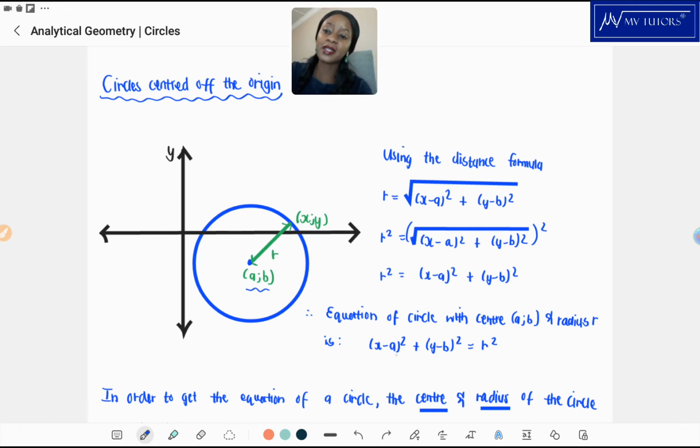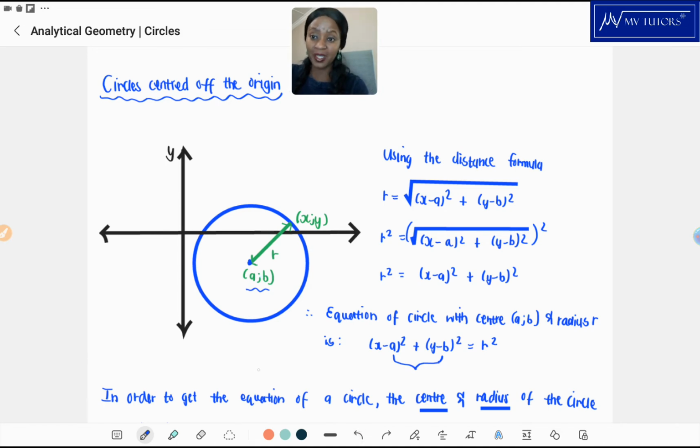If you already know the coordinates of the center, you can substitute them in for A and B. If your center has a negative coordinate, let's say if we looked here, this would be positive A, but that would be negative B because y is negative in the fourth quadrant. So you would actually have y minus minus b, which would be y plus b. So just be aware of that.